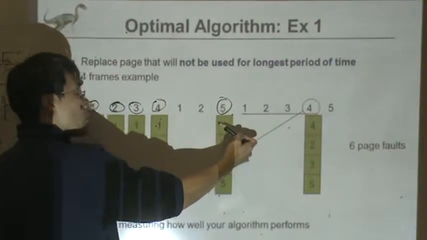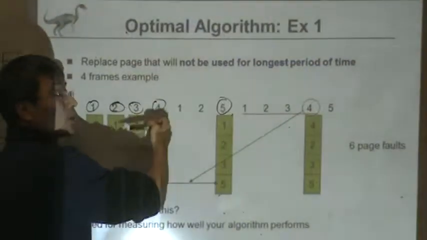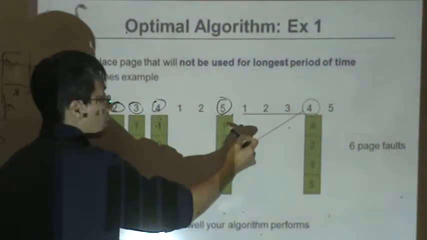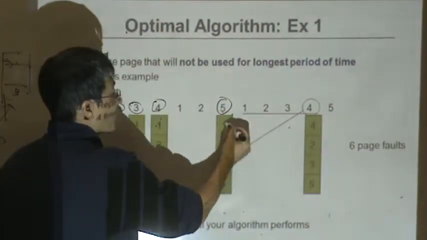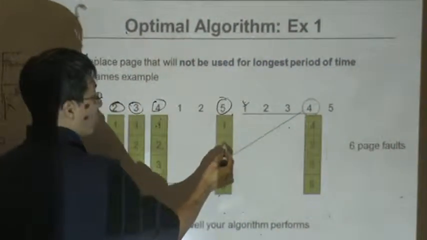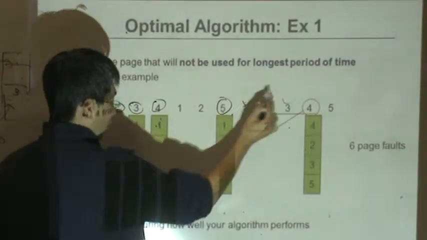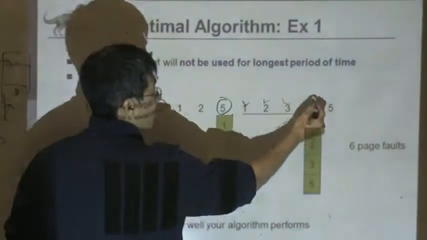First in, first out, you look back at the past. So the long-old one will be replaced. But in the optimal solution, you will see the future. When will this one be used? Next time. 2 will be used here, and 3 will be used here, 4 will be used here.